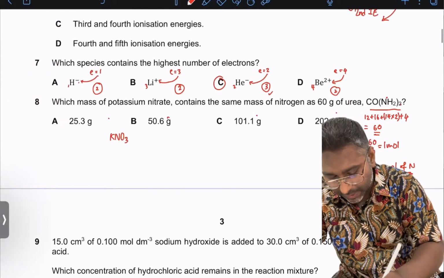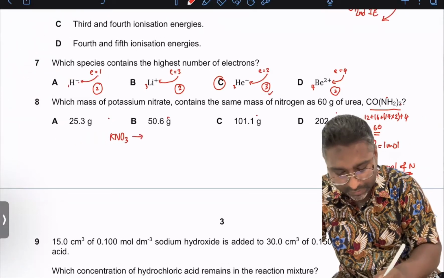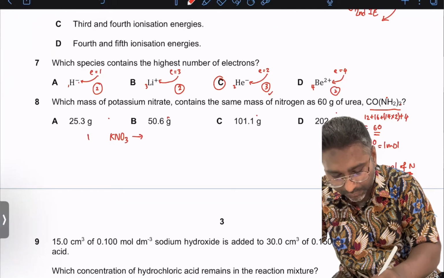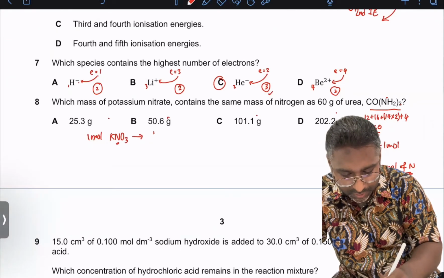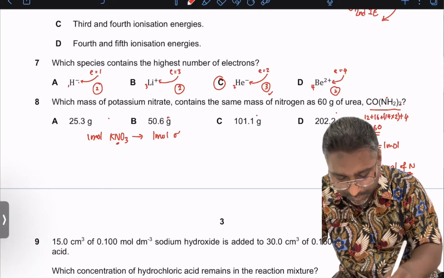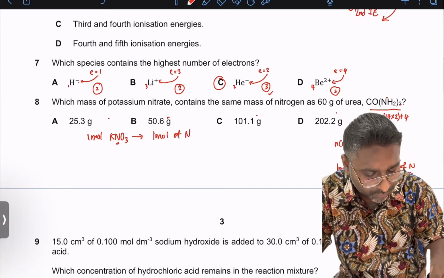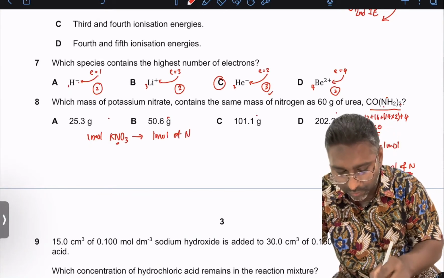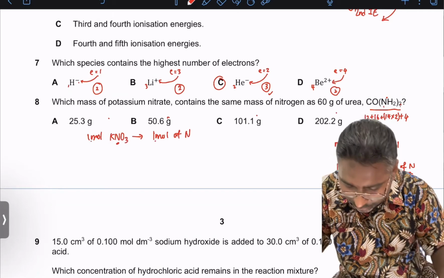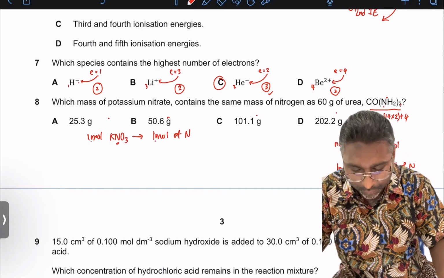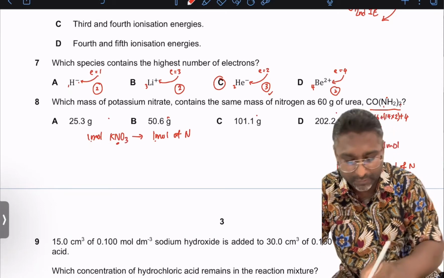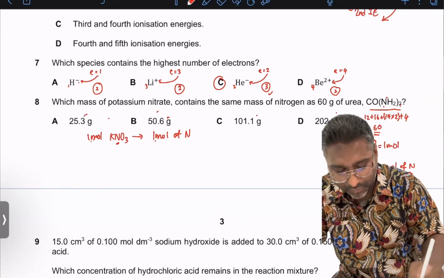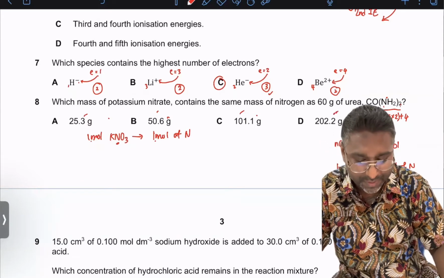I know that this KNO3, 1 mole of KNO3 is only going to give you 1 mole of nitrogen, unlike this one, which gives 2 moles. So 1 mole will give you 1 mole. What I need to do is find out which of the following can give me 2 moles. When I calculate this, which one gives me 2 moles? That's going to be my answer.